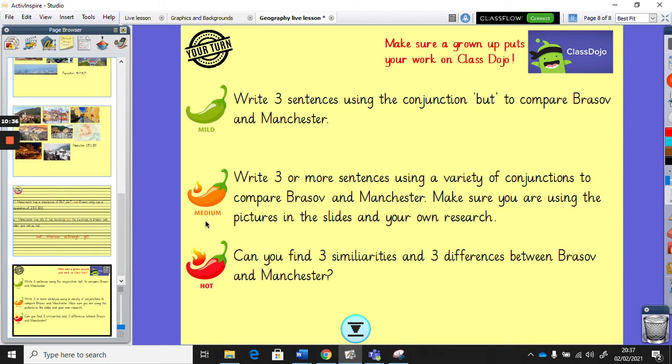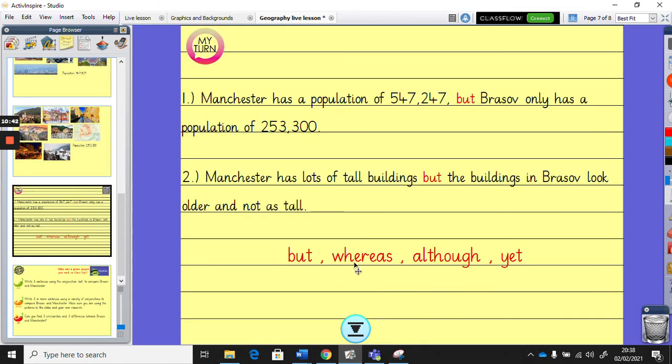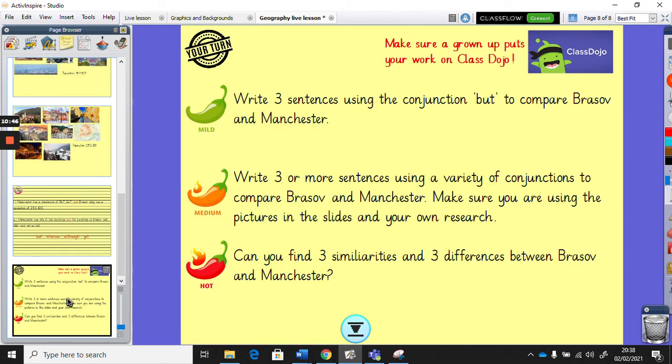For the medium challenge, I would like you to write 3 or more sentences using a variety of conjunctions. Okay, there's your variety of conjunctions. To compare Brasov and Manchester. Make sure you are using the pictures in the slides, but also make sure you're using your own research. I would be really interested to see whether anyone can find some new facts about Brasov or Manchester.